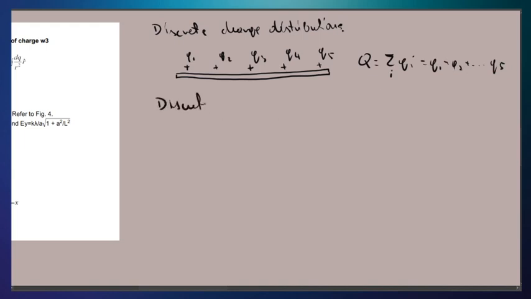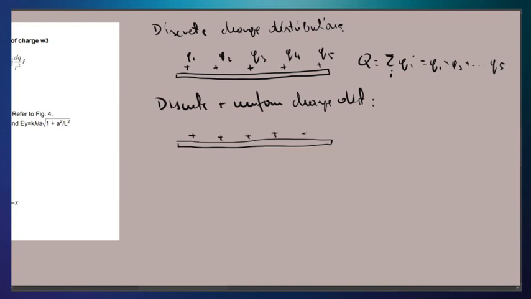Now, a discrete and uniform charge distribution would be similar, but then you have all of the charges being the same and equally spaced. So here's an object, and let's say this object is charged just in that way. You'd have 1, 2, 3, 4, 5 again, but now each one is just Q. Each one has the same exact charge. So if you want the total charge, you could still sum Q1, Q2, Q3, but since they're all the same, this amounts to nothing else but 5 times Q.